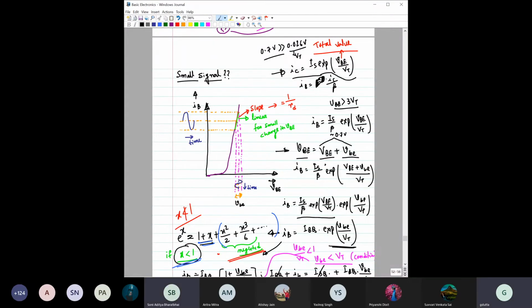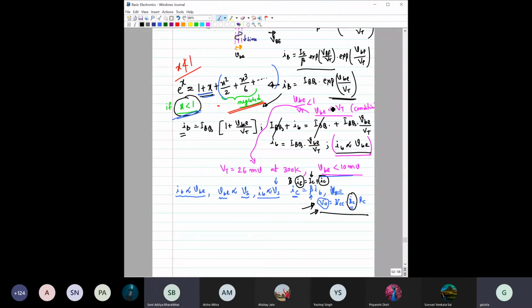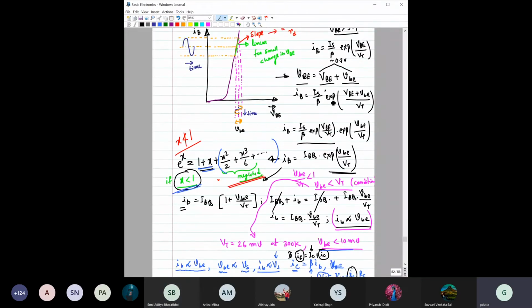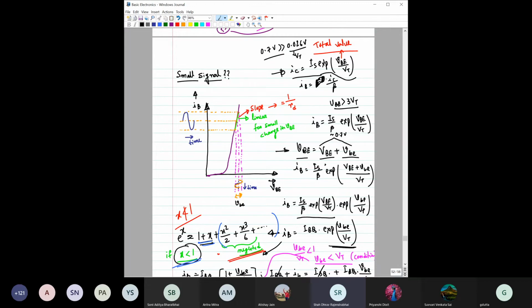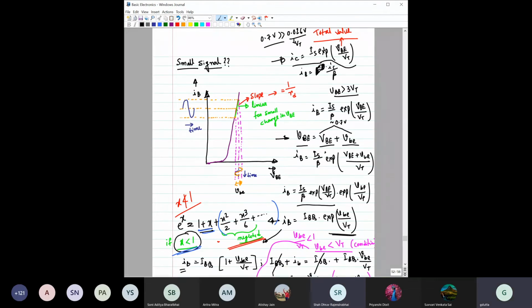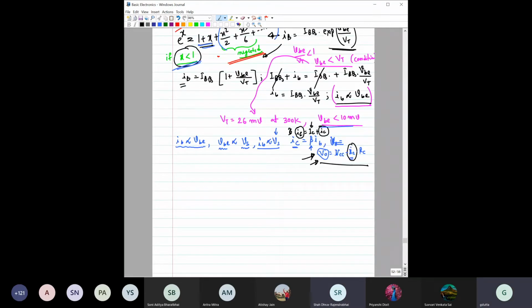Okay, sir, understood. Understood? Okay. Yes. Sir, but below we find that it should be almost equal to 26 millivolt. Below? Okay, yes, sir, got it, sir. Means there was a DC component.